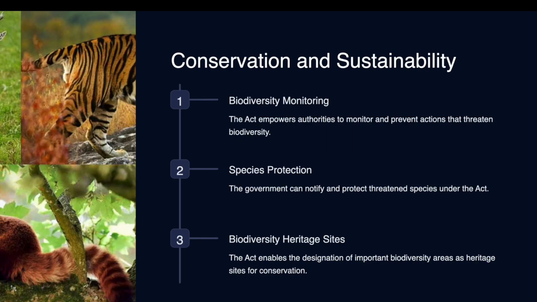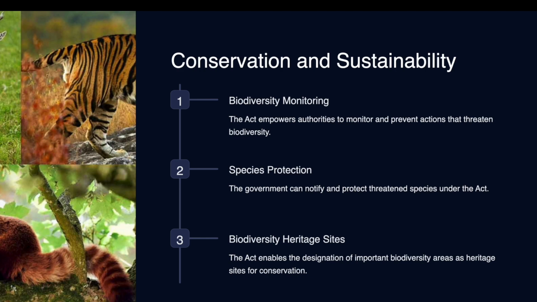Now, we will study how it talks about conservation and sustainability. The first thing is biodiversity monitoring. The act empowers authorities to monitor and prevent actions that threaten biodiversity. For example, if there is poaching going on of the one-horned rhino because of their horn, this act will have provisions which will punish it. Okay. So the first thing is biodiversity monitoring.